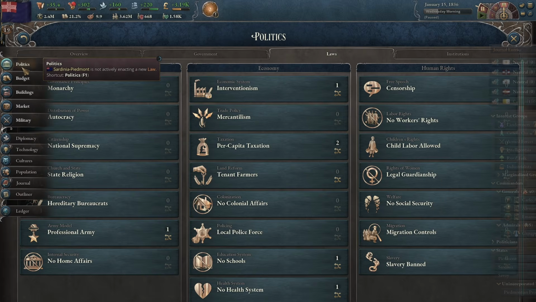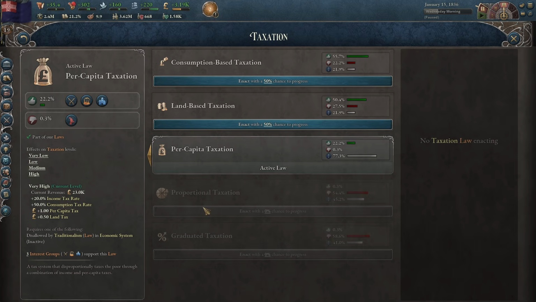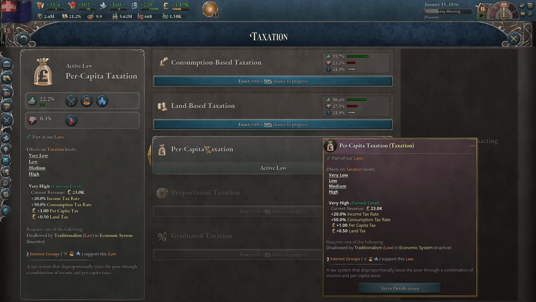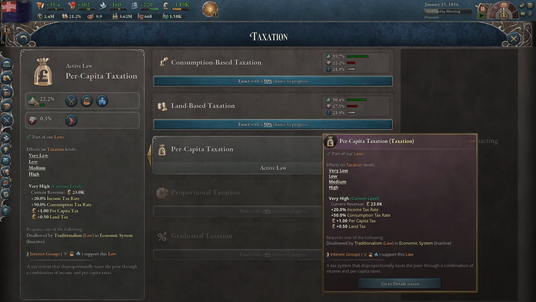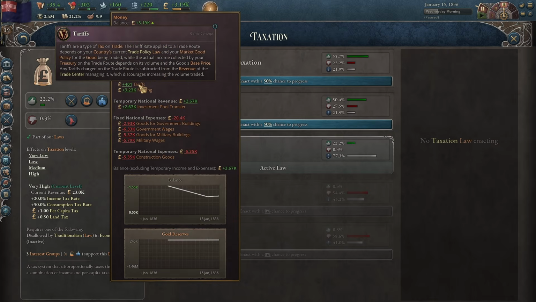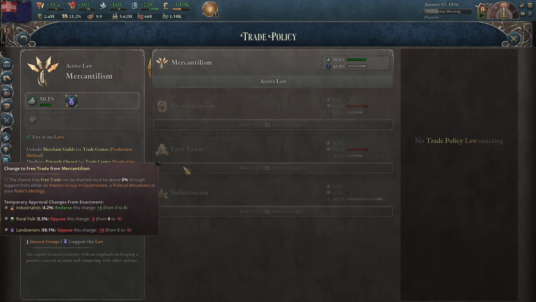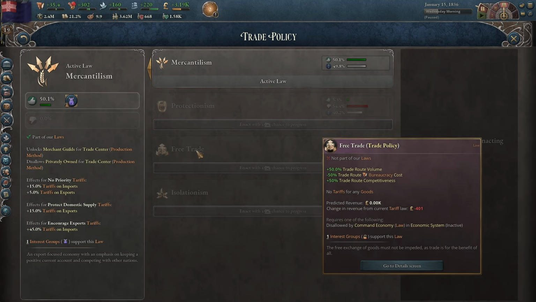But as the game evolves and as your tax laws become more and more complicated, you get access to dividend tax rate and phase out your poll taxes. But an important thing to note here are tariffs. I would encourage most players, and we will talk about this when we get there, to just move into free trade, which doesn't give you any tariffs, but it does give you a massive bonus on trade route volume, trade route bureaucracy cost, and trade route competitiveness. Overall, your economy is just going to be a lot stronger if you have free trade.